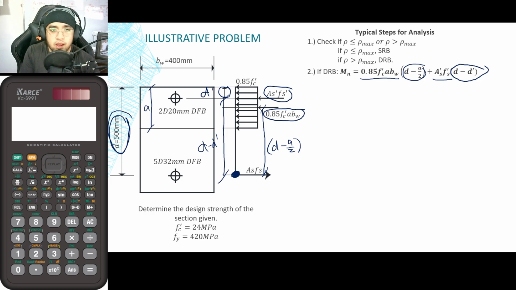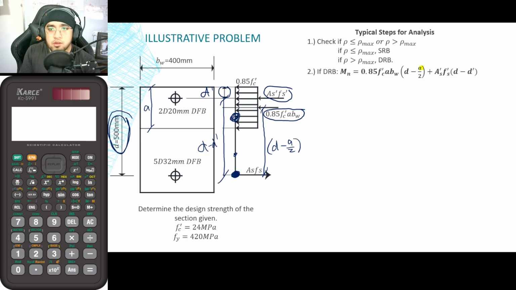So you can get the moment about this point here, anywhere you want. You would still be arriving at the same answer. Okay, so our next issue here is that, let me just erase this writing here. So in our only equation here, we do not know the value of A.